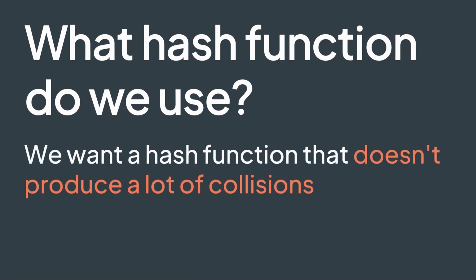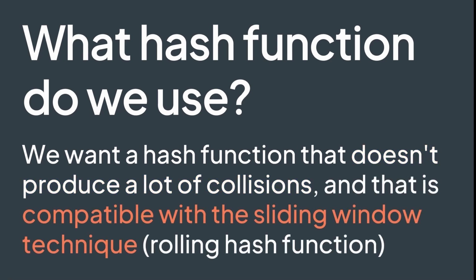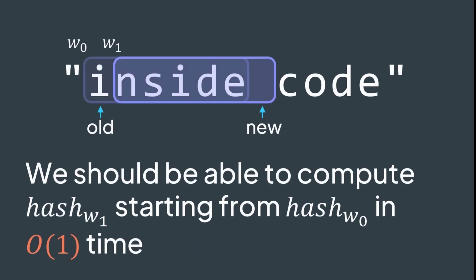But what do we use as a hashing function? As you may know, we have a lot of hashing functions, but we don't use any one of them. First of all, we want a hash function that doesn't produce a lot of collisions, to avoid unnecessary double checking. And second condition, quite specific to our case, we want a rolling hash function, a hash function that is compatible with the sliding window technique. It means that if we have two windows like this and we have the hash of the first window, we want to be able to get the hash of the second window without traversing all characters again. We want to get it just by touching the new and the old characters, to get hashes of next windows in O of 1 time per iteration.